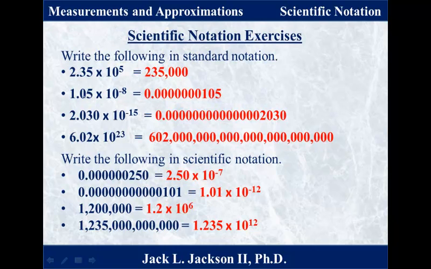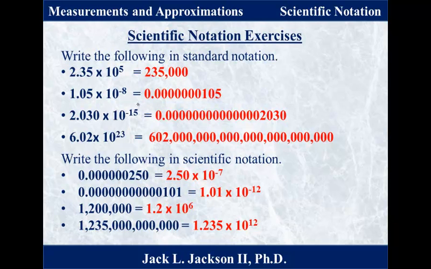1.05 times 10 to the negative 8, you move the decimal 8 places to the left. Once crosses the 1, and then you go, so what's here? 1, 2, 3, 4, 5, 6, 7, 8, and ends up there. So you have to fill in with 7 zeros. The first zero, the additional 8th zero on the front, is optional. Okay, 2.030 times 10 to the negative 15. That's a 0.14 zeros and the 2030.